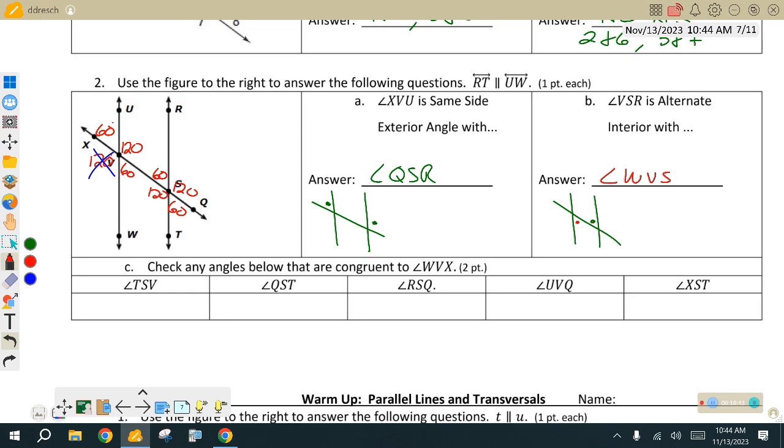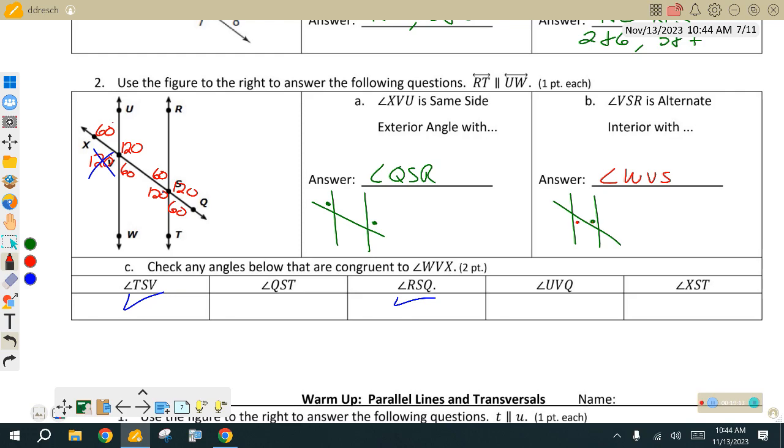TSV. Right here is TSV. I'm looking for 120. Is TSV a 120 then? Yes, it is. I'm getting a check because it's congruent to that 120 that I wanted. QST, where's QST at? QST is right here. Is that a 120? No, so I'm not checking that. RSQ, where's RSQ at? RSQ, is that 120? Yes, it is. Did you check that?